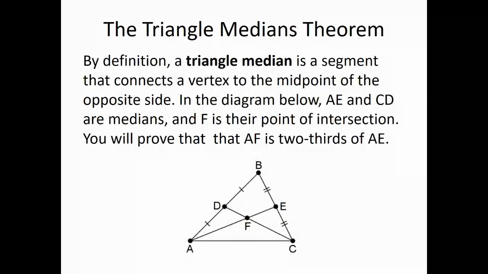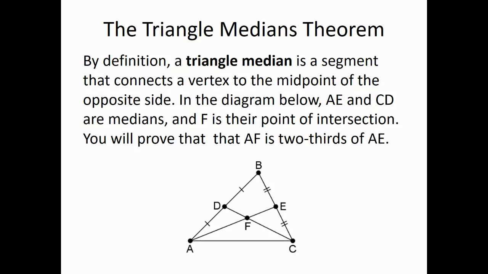First of all, the triangle median theorem. Let me define triangle median. A median in a triangle is a segment that goes from a vertex to the midpoint of the opposite side, like in the diagram that you see below. So we have triangle ABC. D is the midpoint of AB. E is the midpoint of BC. The segment AE then goes from a vertex to the midpoint of the opposite side, as does CD. So those by definition are medians.